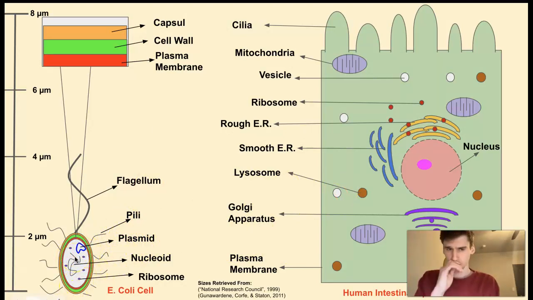Okay, and so the last thing I want to point out here is their size difference. We see that the epithelial cell is about 8 micrometers, and then the E. coli is about 4 times less, which is about 2 micrometers.